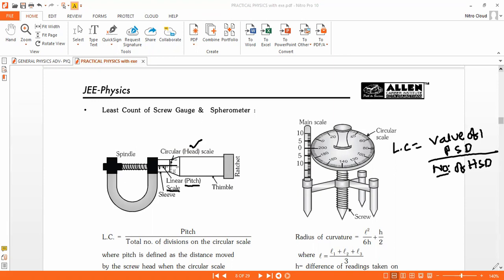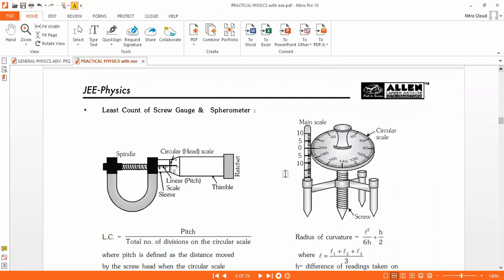Whenever you do the experiment, at the starting day of the lab, they will teach the Vernier calipers and screw gauge only. At that time, students will rotate this head scale. So here we have the positive error and negative error, same as in Vernier calipers.